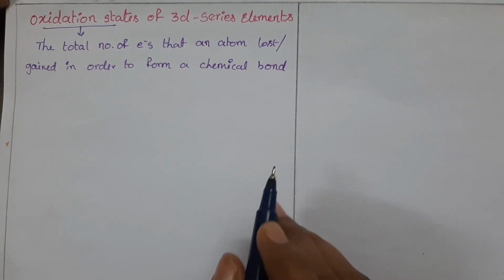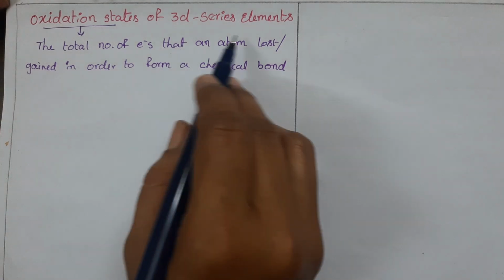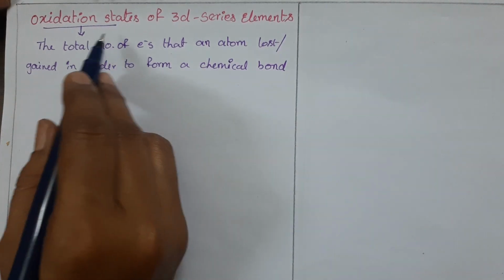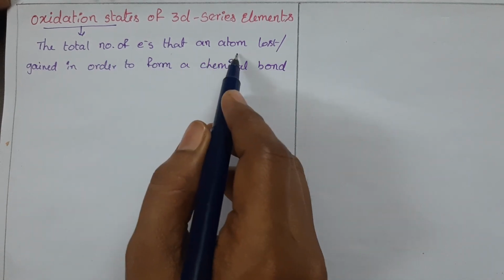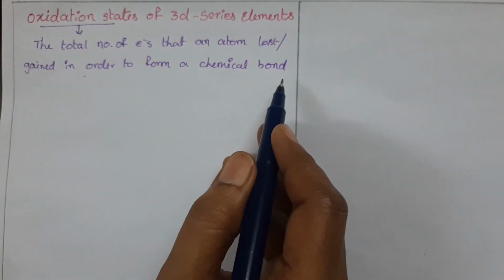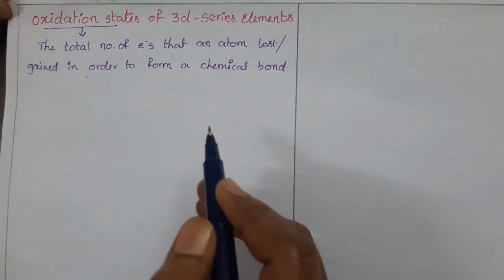Myself Sreelatha. In this class, I am going to explain oxidation states of 3D series elements. Let us see the oxidation states definition. The definition of oxidation states is the total number of electrons that an atom lost or gained in order to form a chemical bond is called an oxidation state. That is nothing but for the formation of a chemical bond.